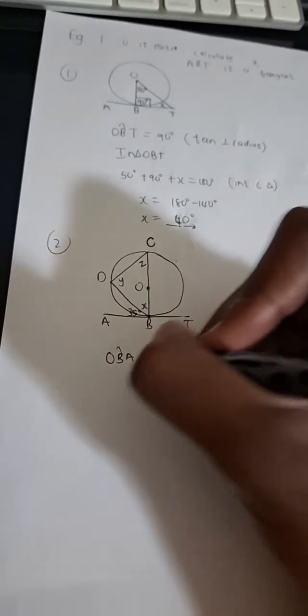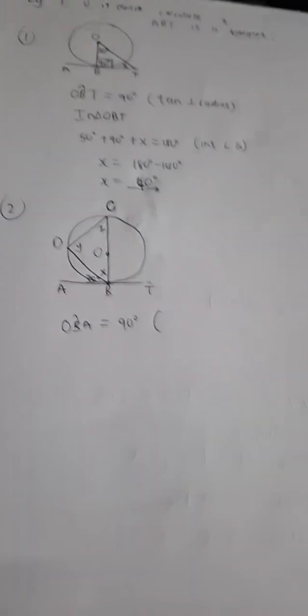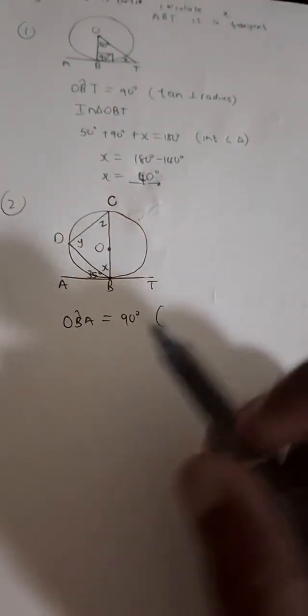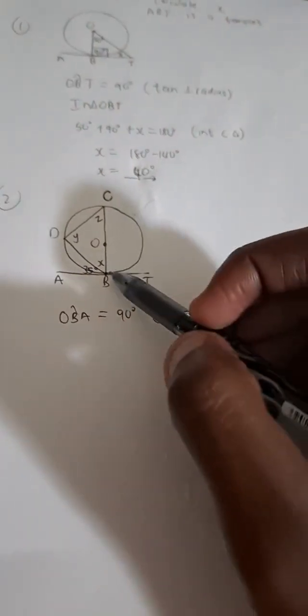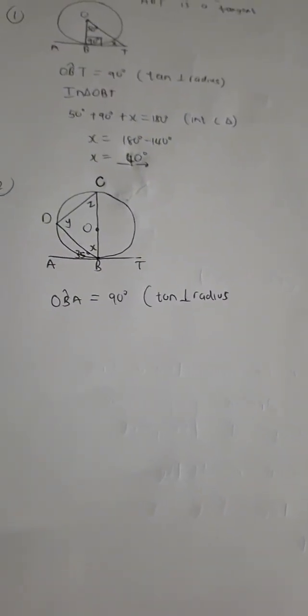OBA is equal to 90 degrees. Euclidean geometry. OBA equals 90 degrees. Reason: tangent perpendicular to radius. Obviously, I can see the radius OB just intact.